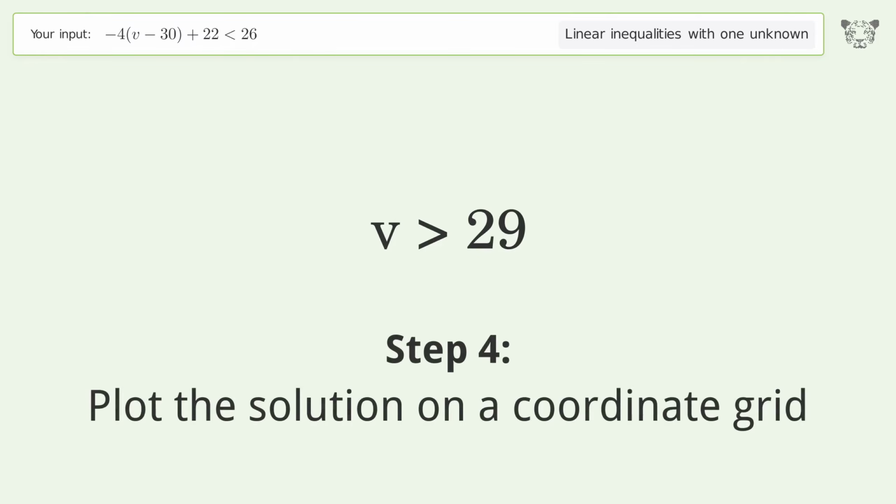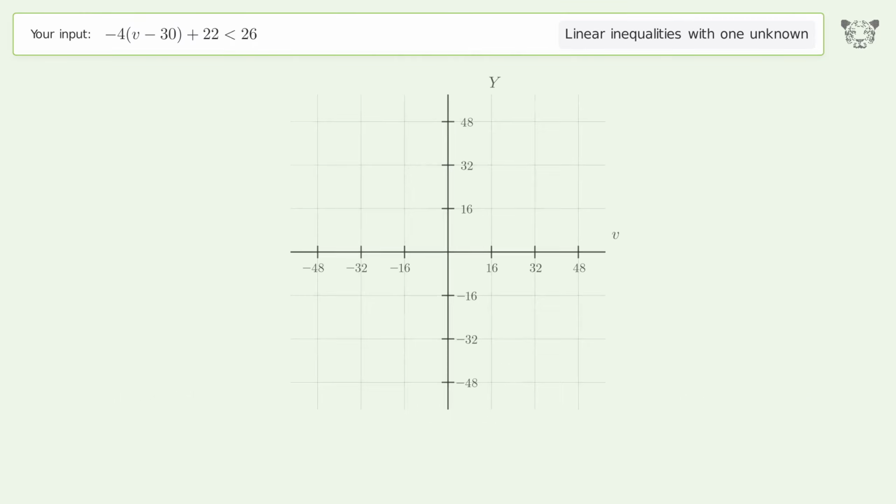Plot the solution on a coordinate grid. And so the final result is v greater than 29.